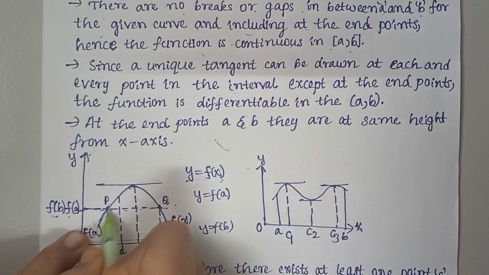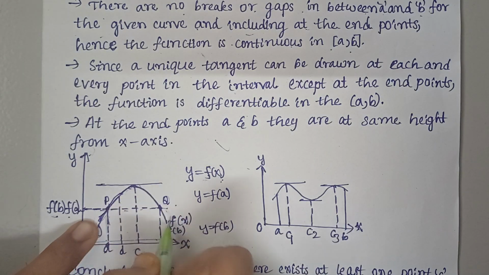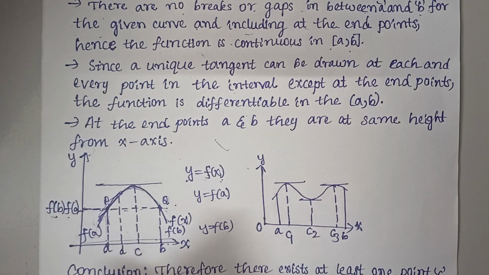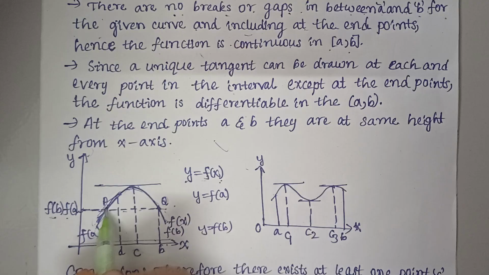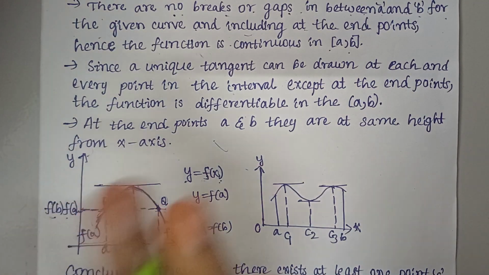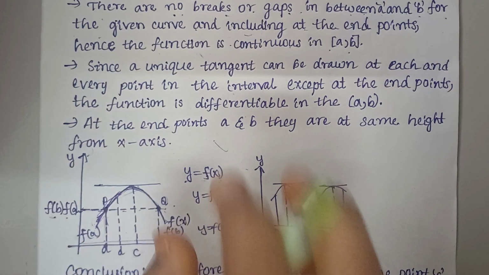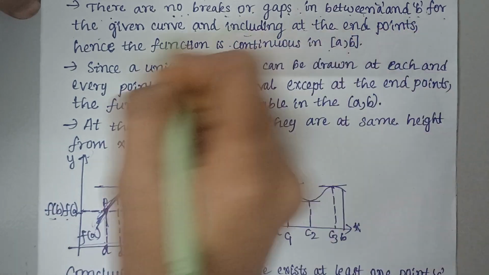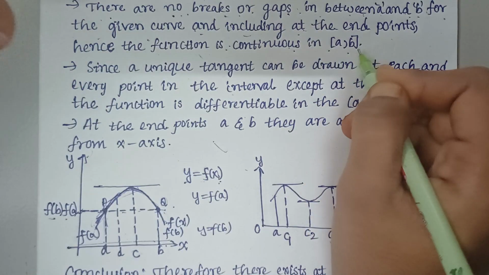See, this function is continuous whenever there are no breaks or gaps in this function. Since there are no breaks or gaps in between a and b, wherever you may see in between a and b, it is clearly continuous. There are no breaks or gaps in between that, and also at the endpoints there is no gap, right? Since there is no break or gap in between this a and b for the given curve, including at the endpoints, hence the function is continuous in closed interval a comma b.